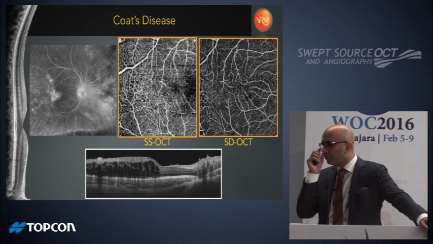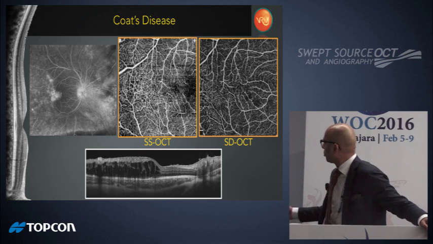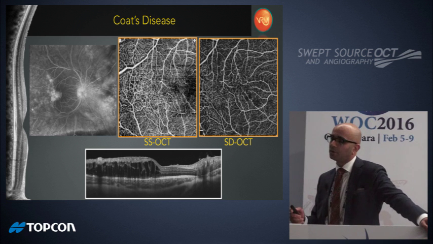Here's a patient with a hemiretinal vein occlusion, something, again, that we see very commonly in all of our practices. The swept source images are seen above. The spectral domain images are seen below for the spectral domain OCTA. Again, a little more projection artifact seen here in the choriocapillaris as compared to the swept source composite.